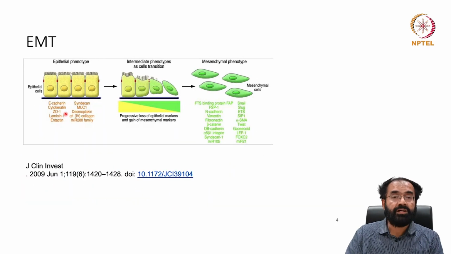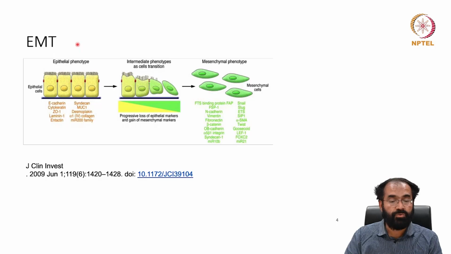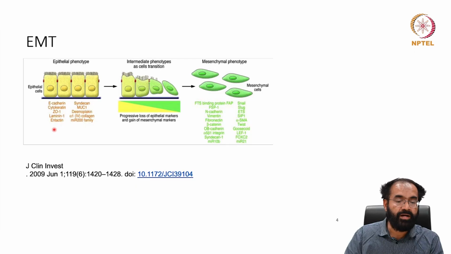In this picture, you can see what changes happen during EMT. This is an epithelial phenotype. There is a basement membrane, there are epithelial cells arranged, and there are also some villi projecting, depending upon which tissue you are talking about. And each adherent cell is connected to different proteins: ZO1, laminin, integrin, etc.